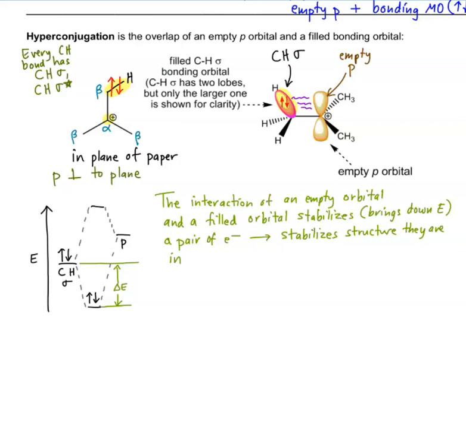Hyperconjugation always involves an empty p orbital and a bonding orbital that's associated with a neighboring, that is to say, a beta carbon. So hyperconjugation always involves an empty p orbital and a bonding orbital associated with an adjacent carbon. That would be a beta carbon.